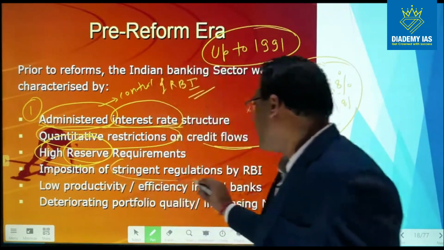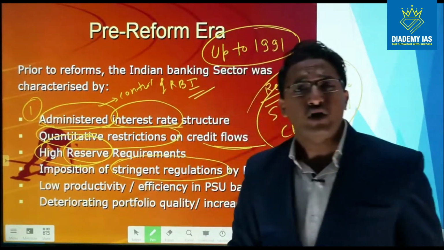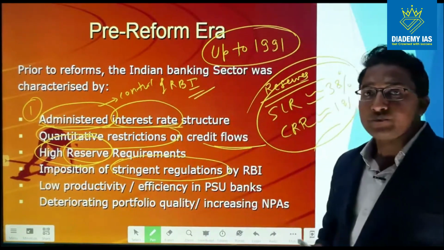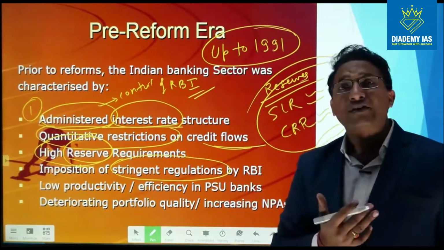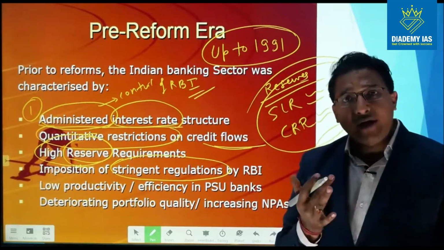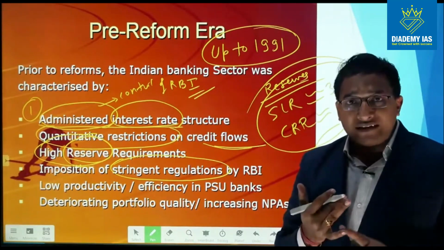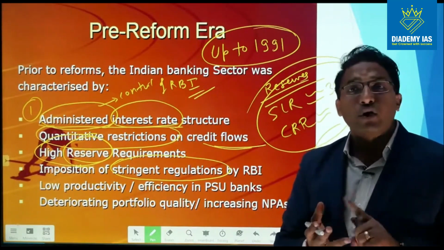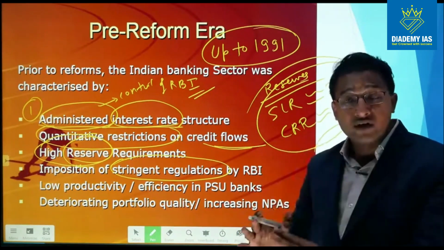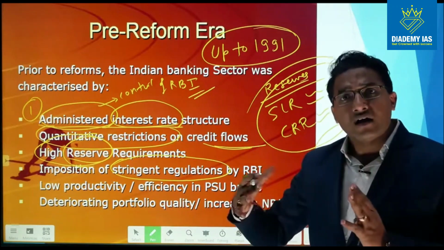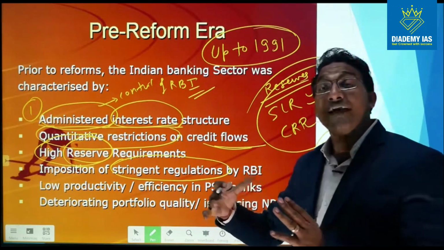Imposition of stringent regulations by the RBI. So there were huge regulations. There was huge restriction on opening new branches, on issuing new kinds of instruments, on opening new bank accounts. There was huge restriction on the private sector. The private sector was completely disallowed, and because of that, the public sector banks also became inefficient.